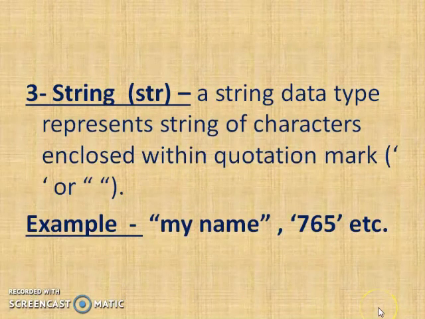Now the next one is string, that is str. A string data type represents a string of characters enclosed within quotation marks. It can be single or double quotes. For example, you can see here my name. This is treated as a string because it is covered within the double quotes. And here I am using the number 765. This is enclosed within the single quote. That is why it is treated as a string, no matter that it is a number.